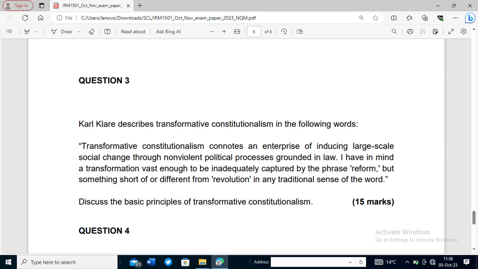For that one, go to page 36 in your study guide, 5.3, unit 5. You're going to find the basic principles of transformative constitutionalism. As you can see, it is there. It's even going to talk about others who wrote journals, like Chief Justice Pilane.